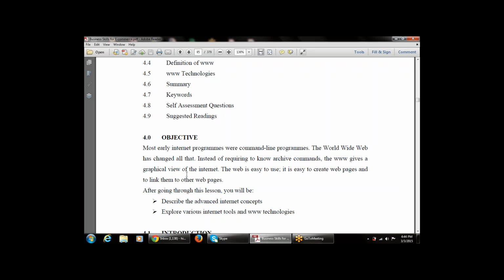After going through this chapter, this lesson, you will be able to understand the basic and advanced internet concepts. The advanced includes the basic as well as the advanced, that is, every concept of the internet. Then various internet tools and WWW technologies: what are the various tools available for the internet, and what are the WWW technologies that are available. So, types of tools in the internet and types of techniques or tools in the WWW.